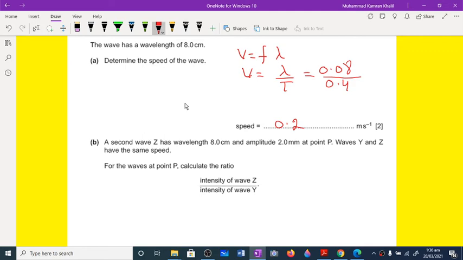A second wave Z has a wavelength of 8 centimeter and an amplitude of 2 millimeter. Now we already know that the intensity is directly proportional to amplitude squared.